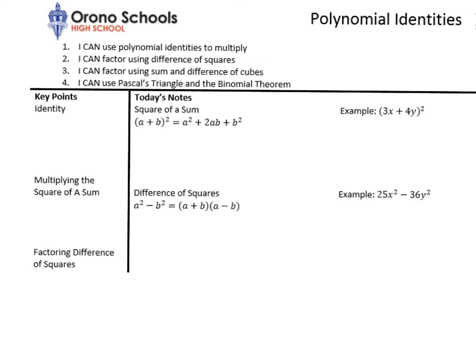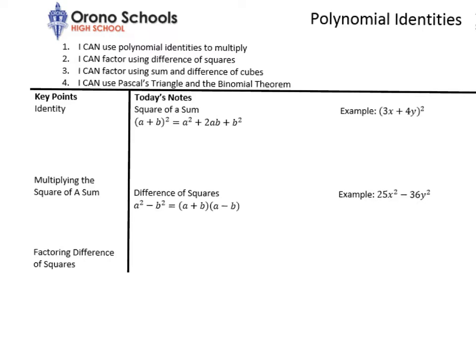Lesson 3.3 is titled Polynomial Identities. There are lots of examples in this lesson and lots of definitions. We'll get as far as we can in the video and continue on with our notes in class tomorrow. In this lesson, we'll use polynomial identities to multiply and factor. We'll also use Pascal's triangle and binomial theorem. So lots of review and lots of new things.